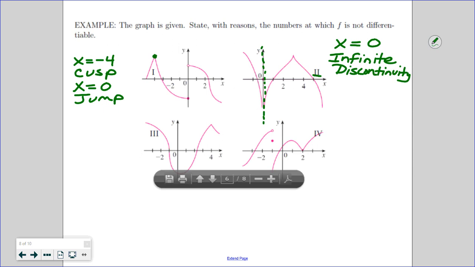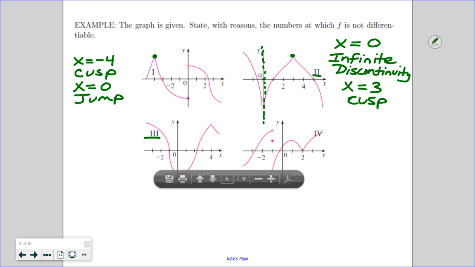All right, and then if I'm scanning over my graph, there's also a cusp at x equals 3. Whether you call it a corner or a cusp, I wouldn't worry too much about those two. If you said x equals 3 because there's a sharp corner in the graph, that would be all right, honestly.